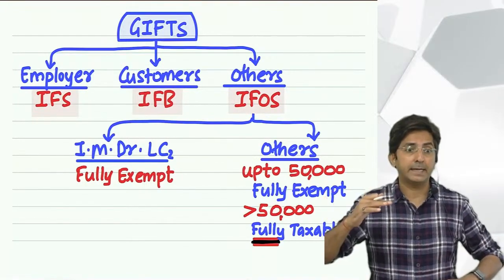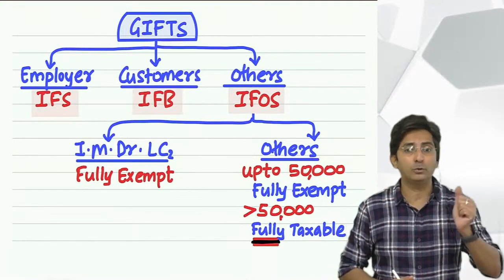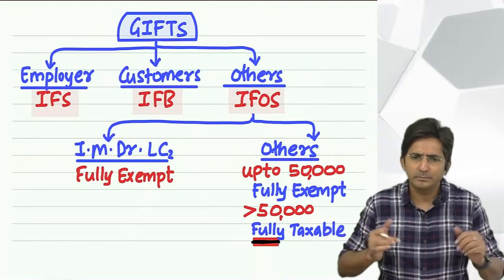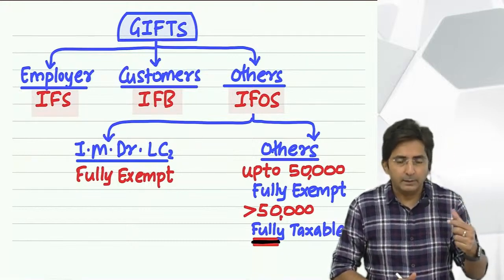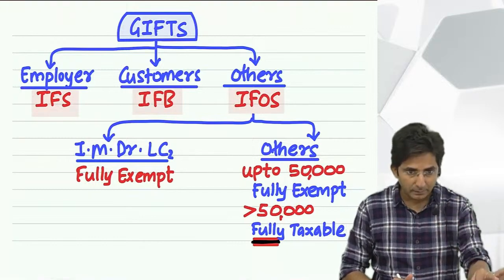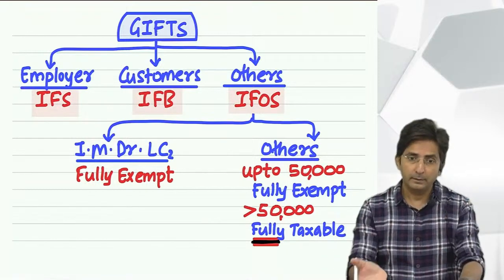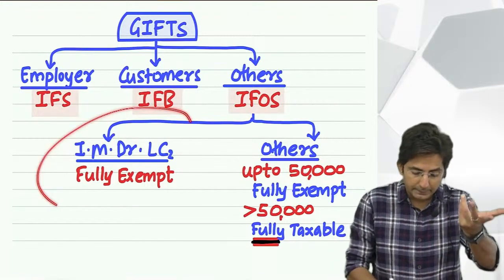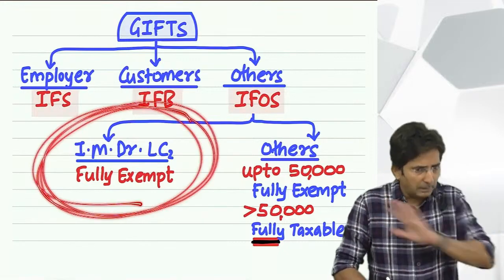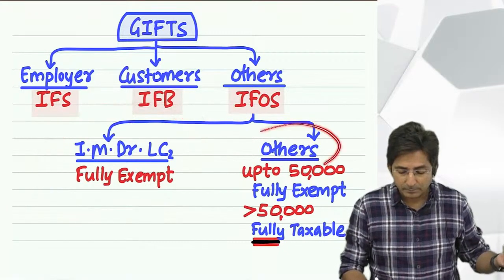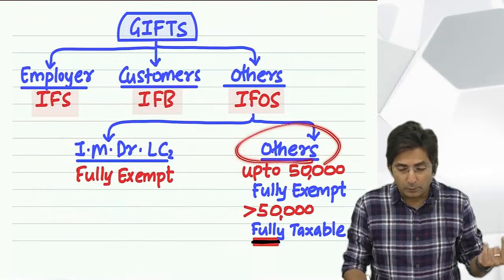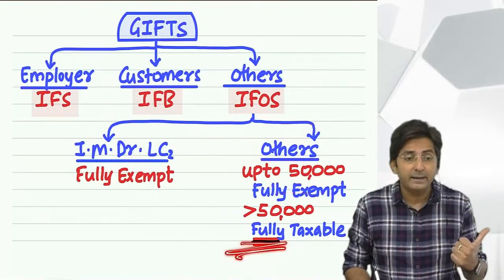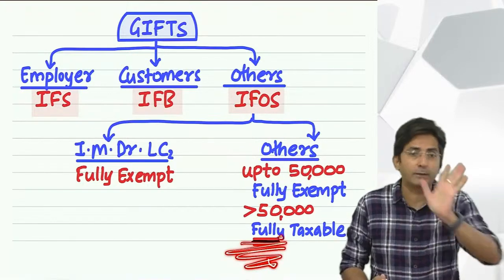Income tax doesn't say that for income you should get cash only. Income doesn't always mean cash. It can be in kind also. So in this whole theory, whether you get a gift as money or in the form of some property, the rule is the same. The rule is the same means if it is from this list, it is completely exempt. Otherwise, up to 50,000 exempt. Above 50,000, see what I have written, fully means if it is 51,000, the full 51,000 is taxable.